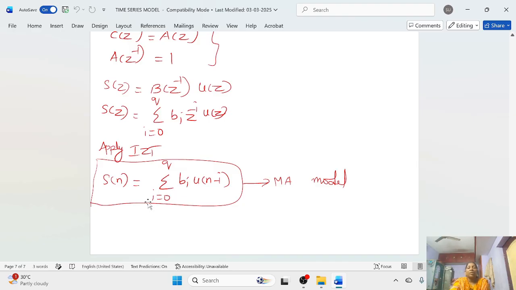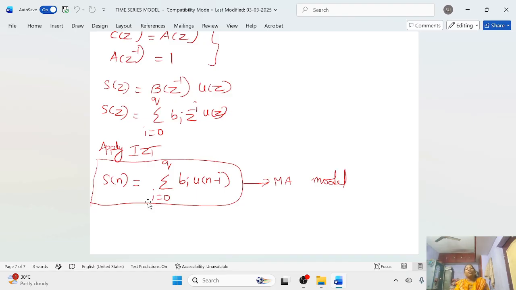So in this class, in this time series model, we have studied 4 different models. One is the ARMAX model, which is the auto-regressive moving average exogenous model. The ARMA model, which is the auto-regressive moving average model. Then the all pole model or auto-regressive model, which is called the AR model. Then the moving average model or all zero model, which is called the MA model.